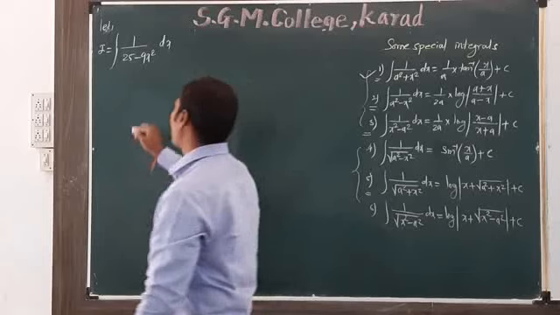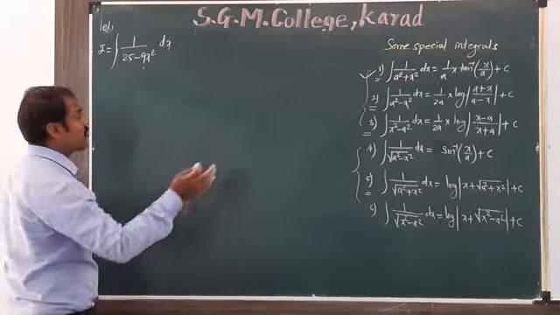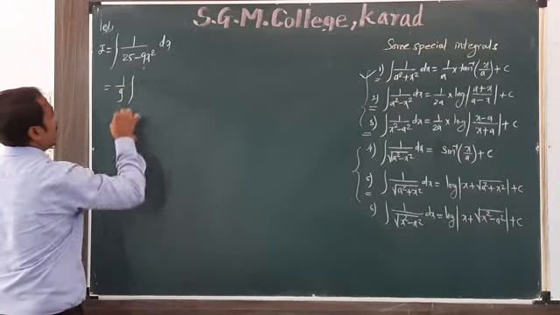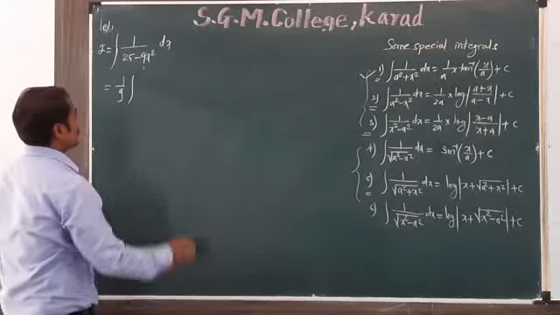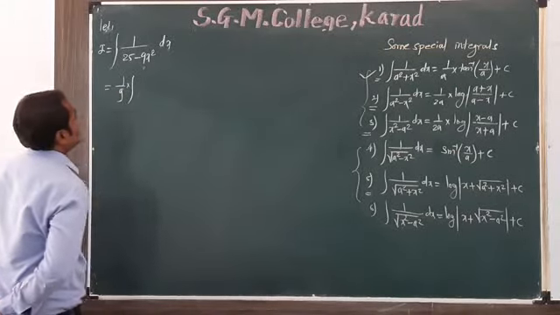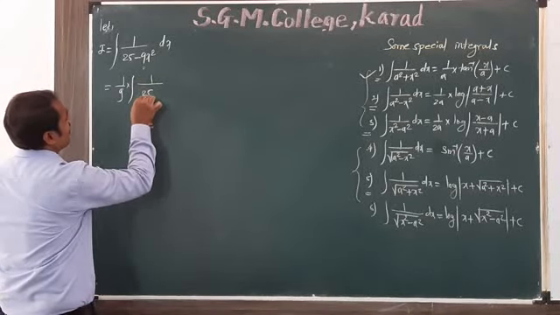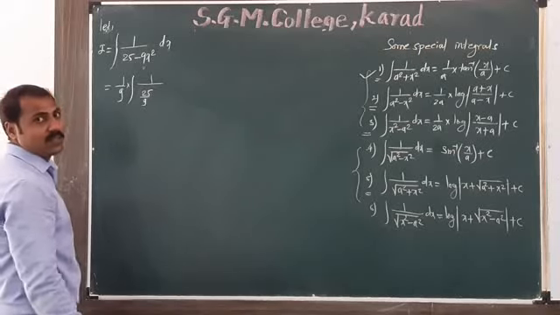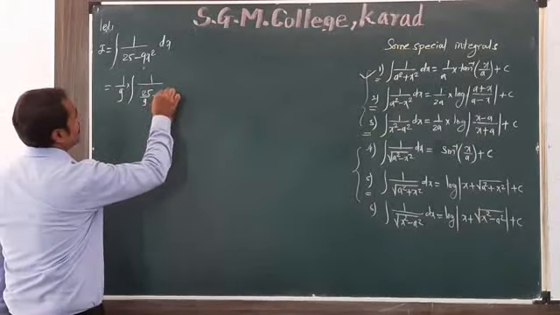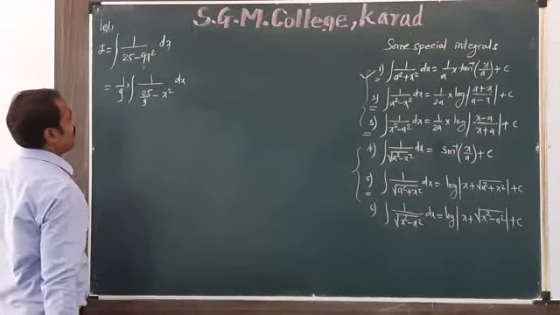Now look here, the coefficient of x square is 9, so I can take 9 common from the denominator, and from the integration I can take common 1 upon 9. So I is equal to 1 upon 9 into integration of 1 upon 25 divided by 9 minus x square dx, taking 9 common from the denominator.